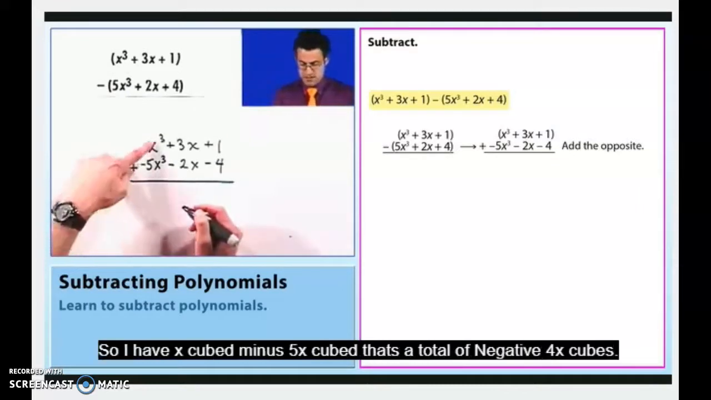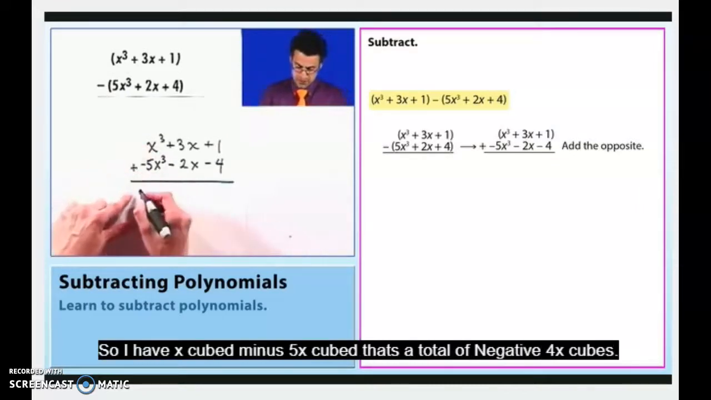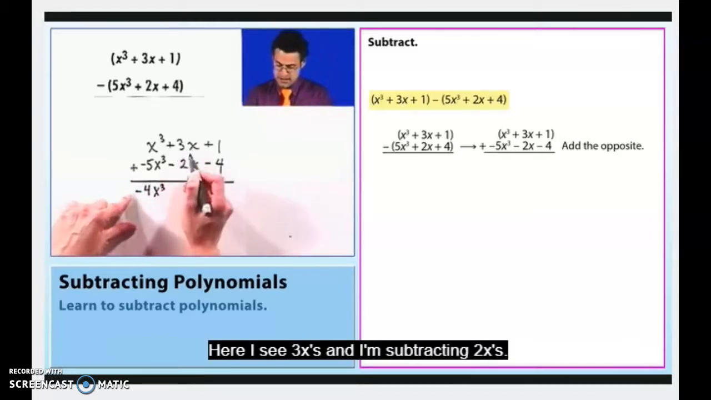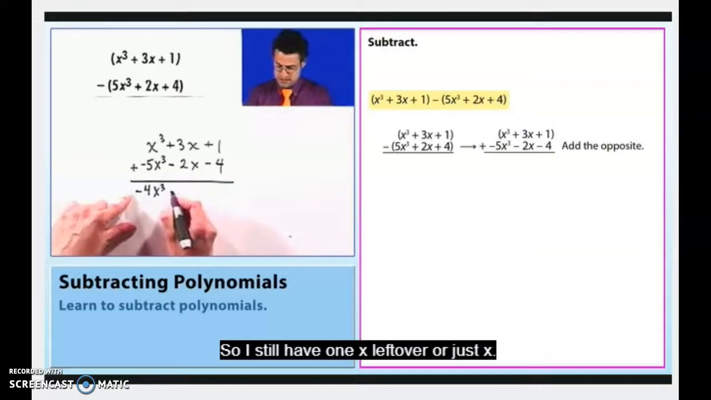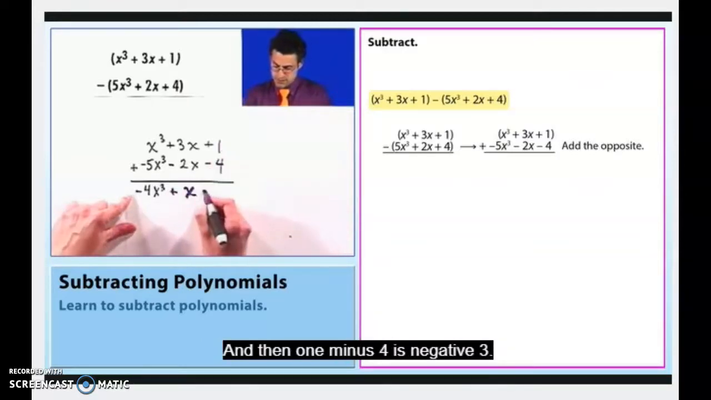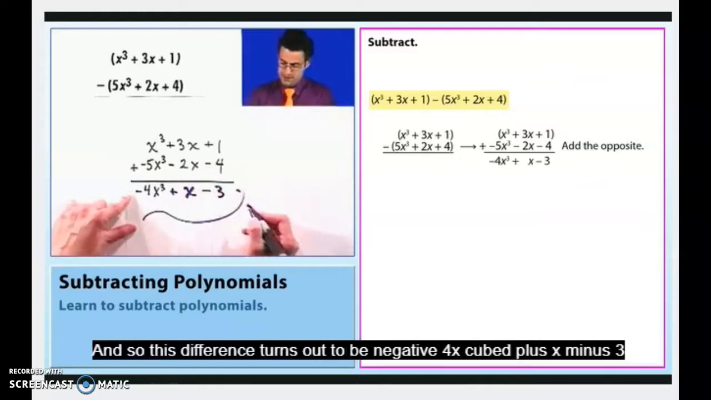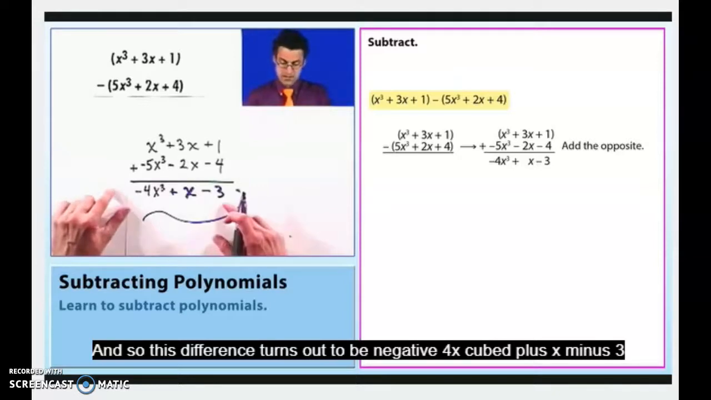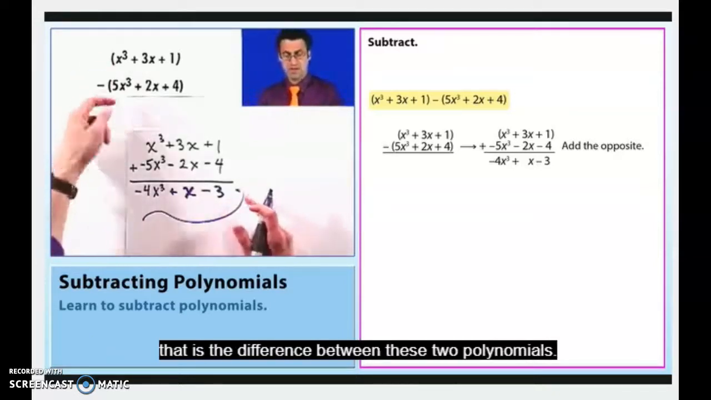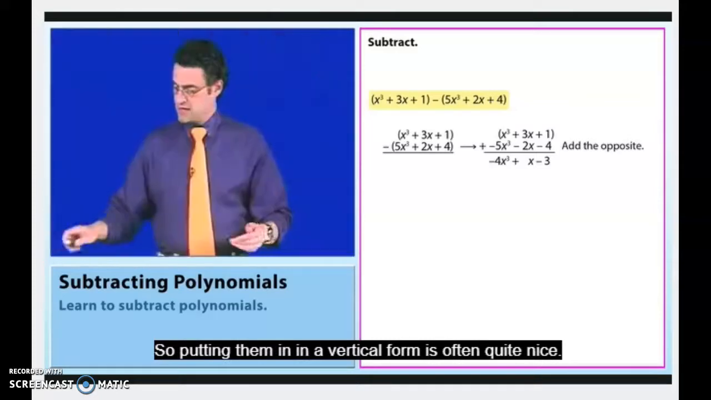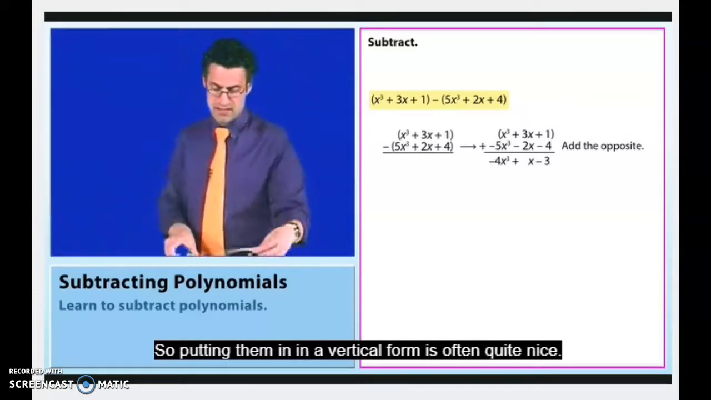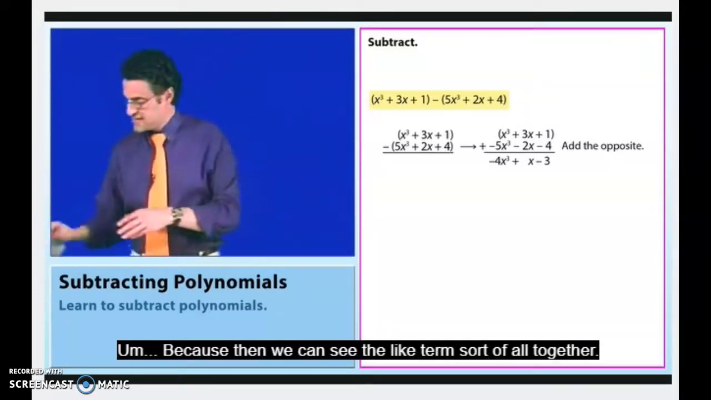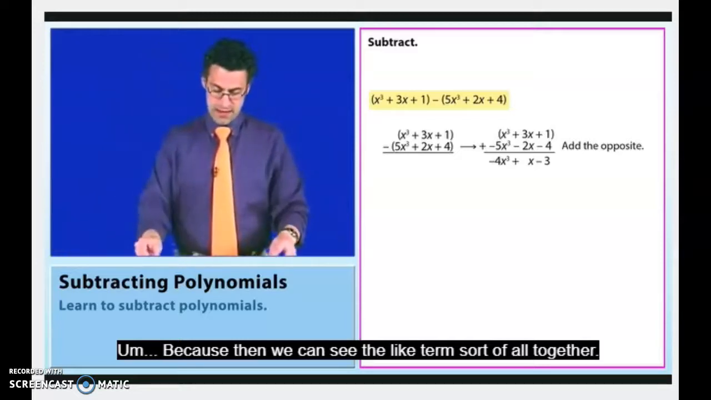So I have x cubed minus 5x cubed. That's a total of negative 4x cubed. Here I see 3 x's, and I'm subtracting 2 x's, so I still have 1 x left over, or just x. And then 1 minus 4 is negative 3. And so this difference turns out to be negative 4x cubed plus x minus 3. That is the difference between these two polynomials. So putting them in a vertical form is often quite nice because then we can see the like terms sort of all together. How about this one?